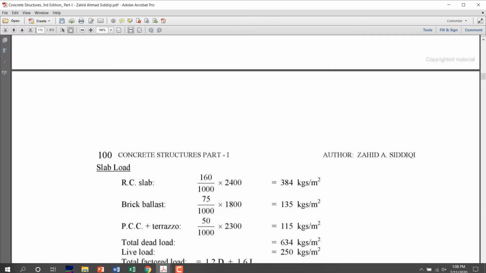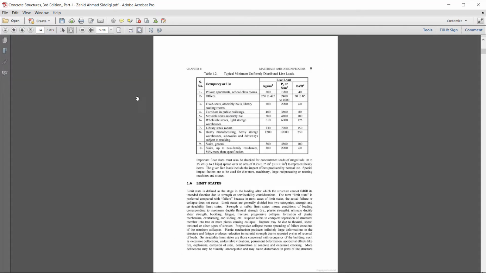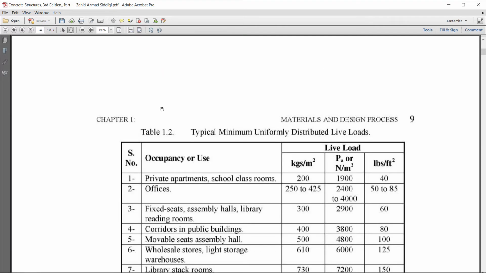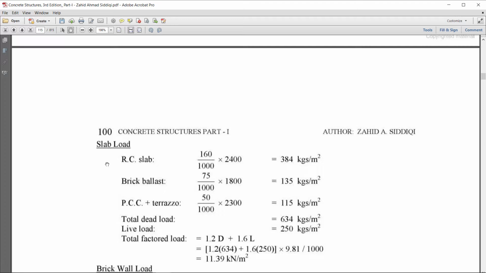That page number 115, we can go in the start, that is here. For office buildings, you can use the live load 250 to 425 kg per meter square. So I will again go back to the same page. Now coming back on the same page, here is the live load, that is 250 kg per meter square.